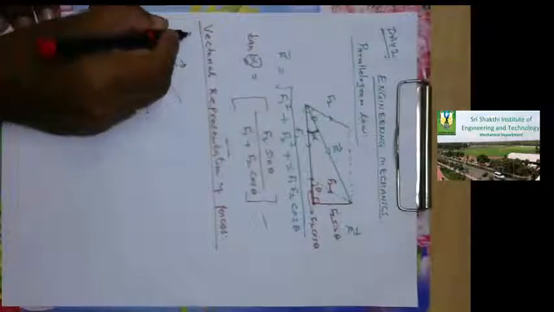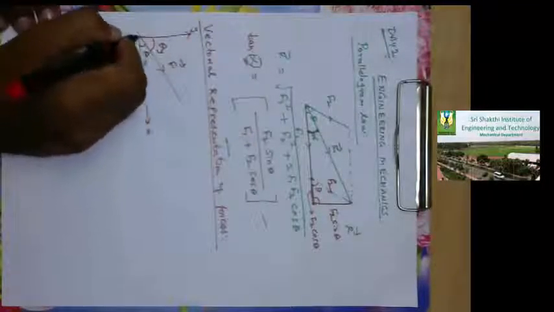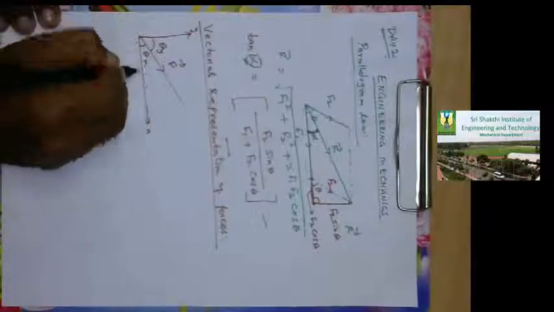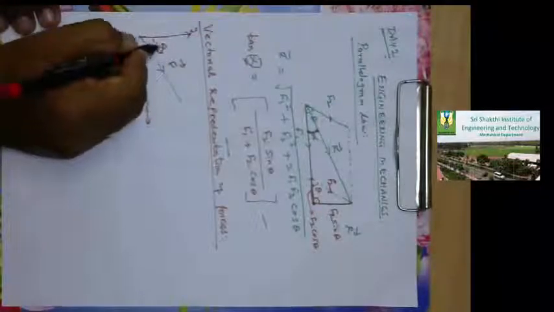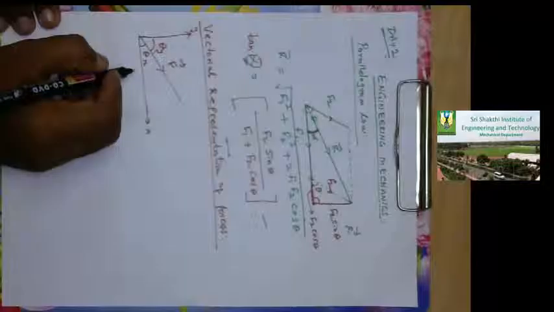With respect to the horizontal I am calling it theta x, and with respect to the y axis I am calling it theta y. This one is the x axis and this is the y axis. This force is inclined such that it makes an angle theta x with the horizontal and theta y with the vertical. So theta x plus theta y will be 90.